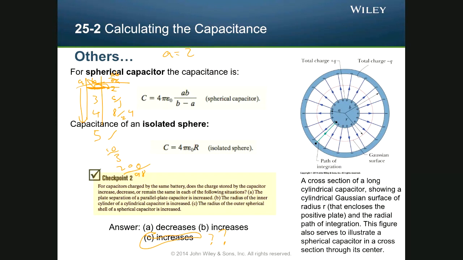And well, you will converge to this value here if you make it big enough, right? Because if you take your outer sphere to infinity, you get the isolated sphere. So I guess the real question is: is the capacitance of the isolated sphere greater than the capacitance of this value here, the spherical capacitor? Right? Okay, so let's move on. That was weird. I'm going to put a question mark on that one.